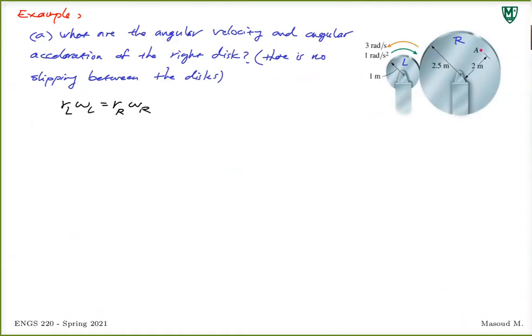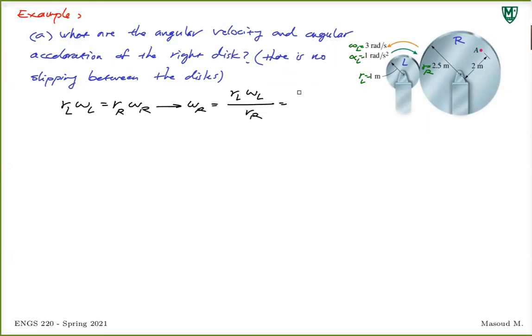We know the velocity, so here is omega L, this is alpha L, and this is RL, the radius of the left disk, and this is R right, the radius of the right disk. So the only thing unknown here is the angular velocity of the right disk. So omega R would be RL omega L over R right, and just plugging in the values, that becomes 3.